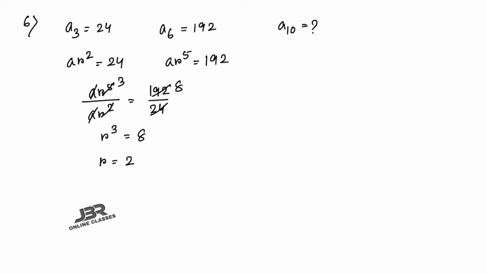So if r equal to 2, you have to find out A10, that means A r to the power 9. So first you have to find out the value of A. So A equal to here 24 by r square, that means 24 by 4. So it's 6. So 6 into 2 to the power 9, that means 3072 as your answer.